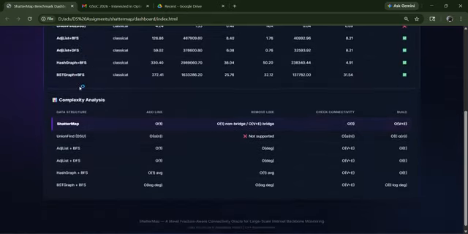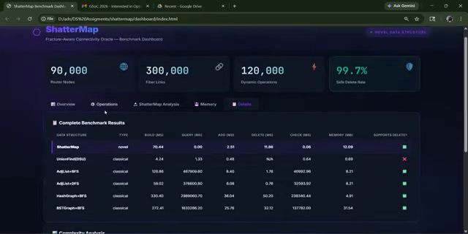Shattermap doesn't just query faster, it processes 40,000 deletions in 4.43 milliseconds while maintaining completely accurate connectivity. That is backbone grade performance: massive scale, real time precision.